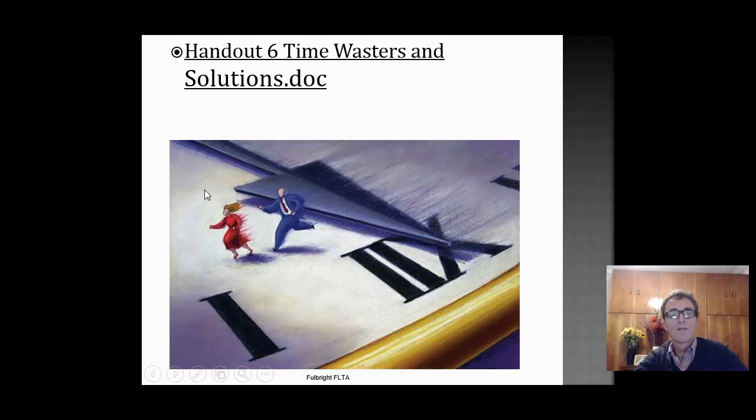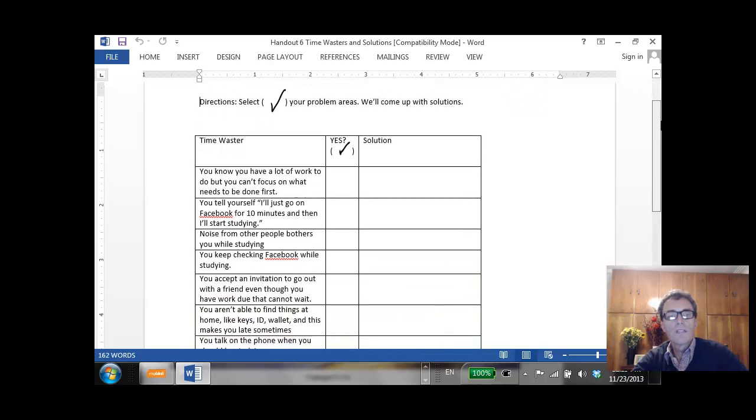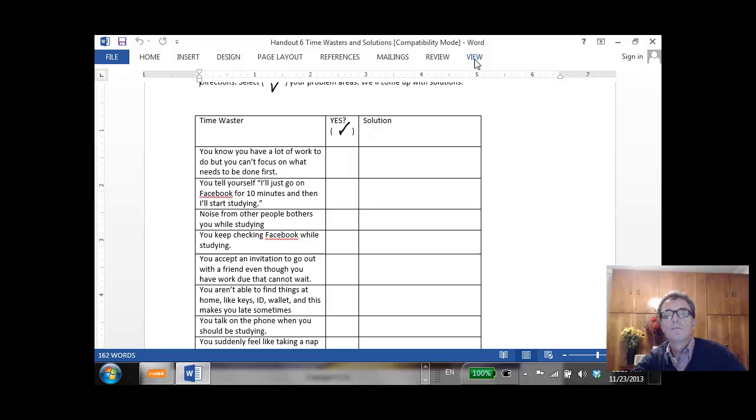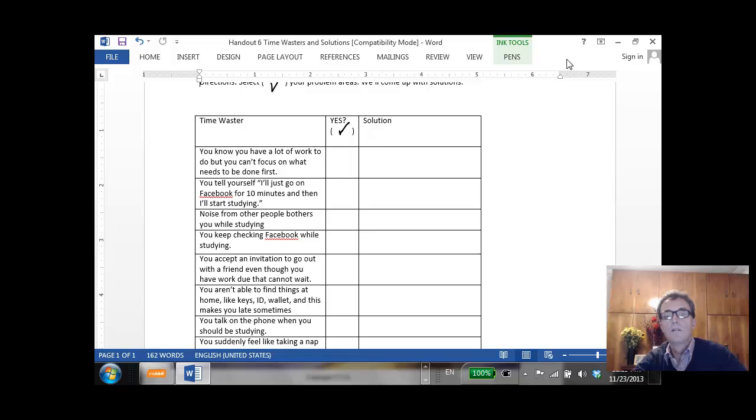So now we're going to look at handout 6, time wasters and solutions. And so I would like you to go through this list and see what your problem areas are. For example, is this one of your problems? You tell yourself, I'll just go on Facebook for 10 minutes and then I'll start studying, and those 10 minutes become 15 minutes, those 15 become 20, and the 20 become 25, and before you know it, there's no time to study.